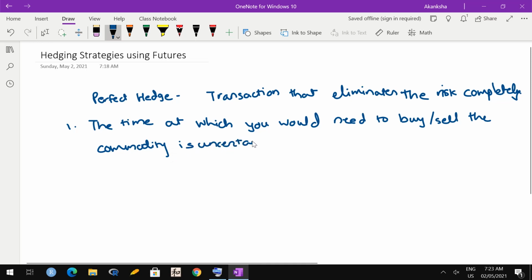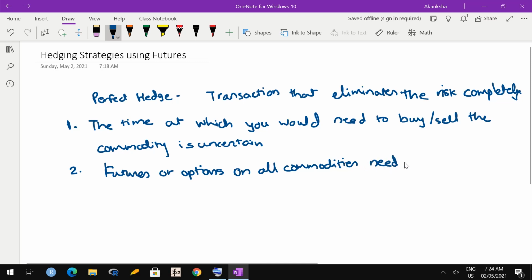The second reason is that sometimes you may not get futures or options on exactly the same commodity. Futures or options for all commodities need not be available. So you might be interested in something and futures may not be available for that, so you may have to look into futures on similar commodities.